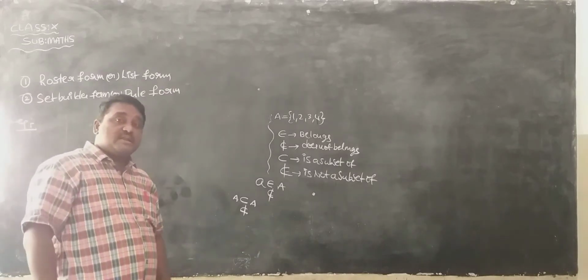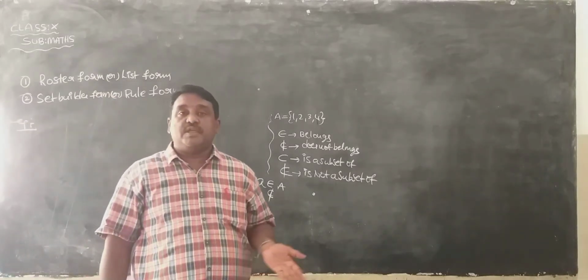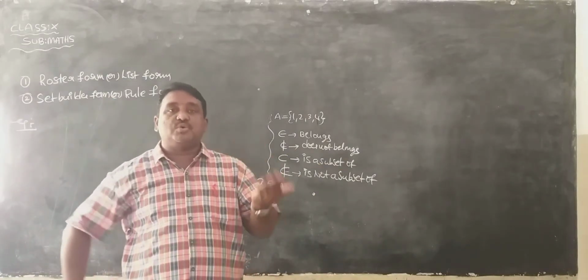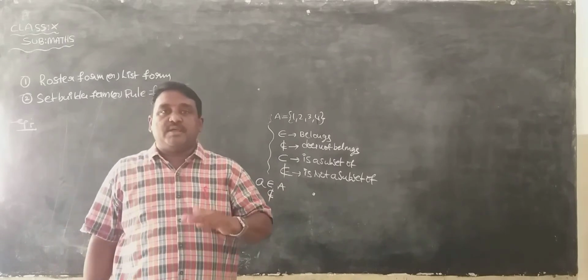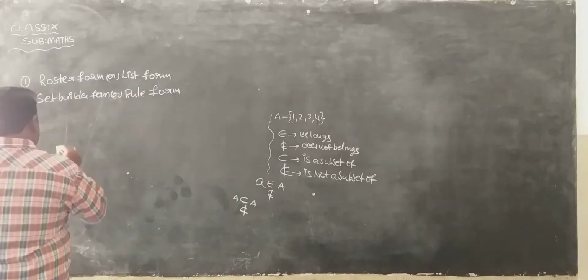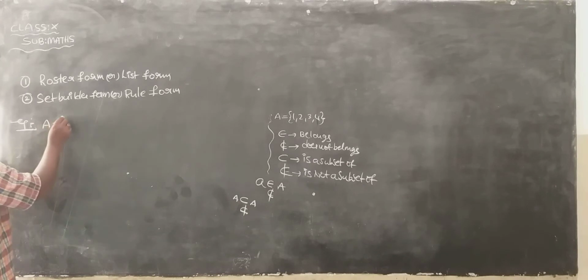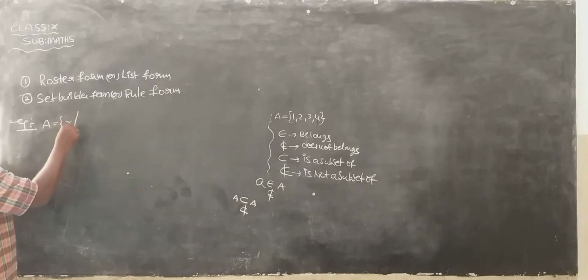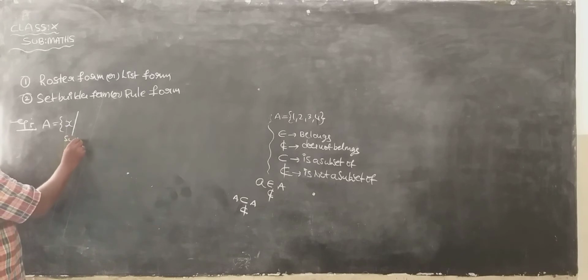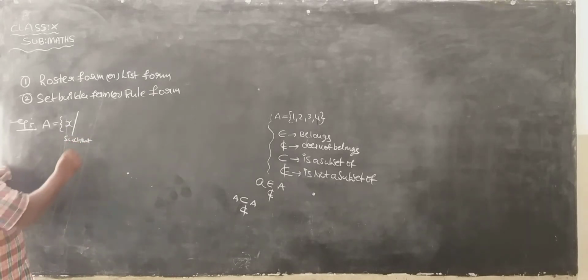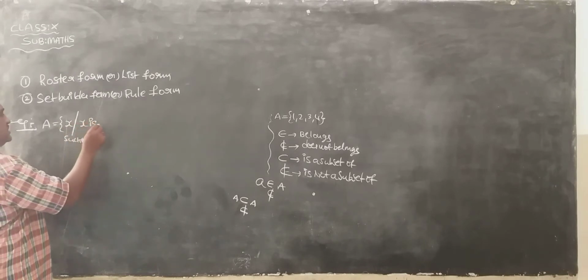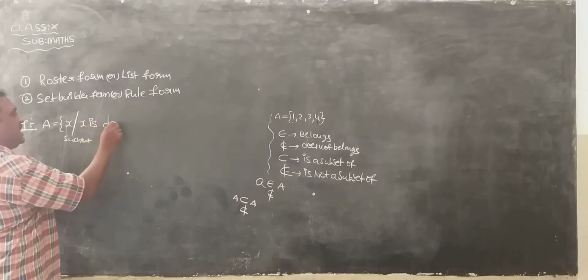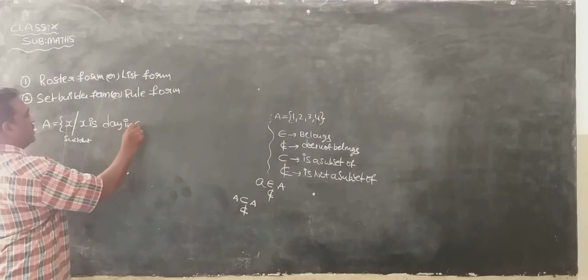So how to convert set builder form into list form? How to convert list form into set builder form? Suppose we name the set as A equals {x such that x is a day in a week}. This symbol is known as such that.